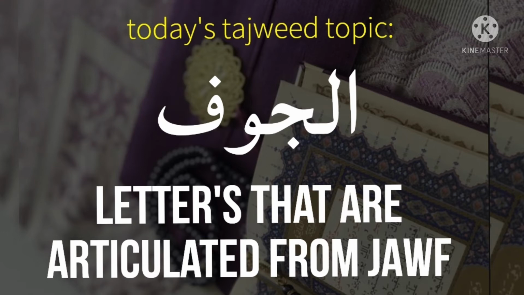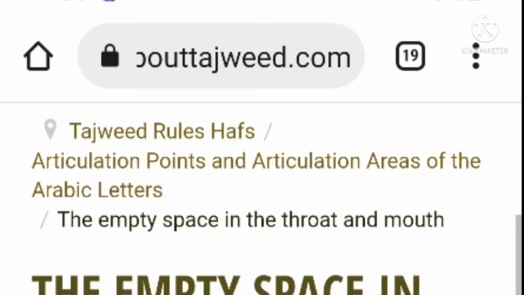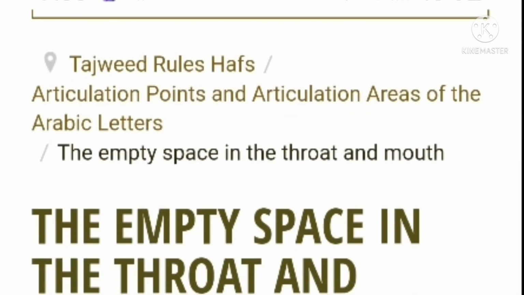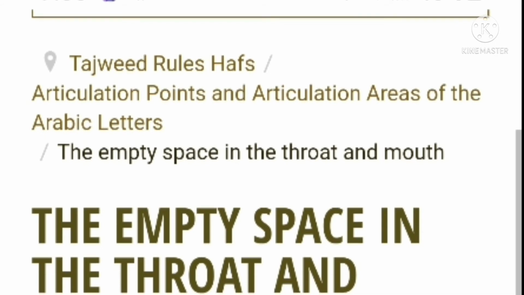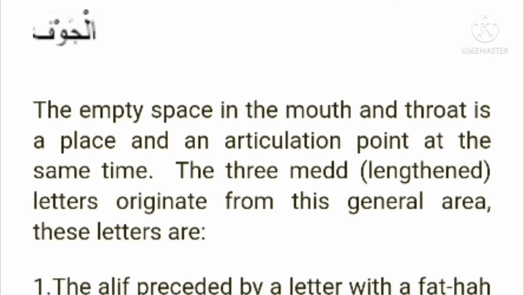Inshallah, today we will be discussing the articulation points of some of the letters. So today we will look at which letters come from the empty space in the throat and the mouth. And this empty space in the throat and the mouth is known as Al-Jawf. And the empty space in the mouth and throat is a place and an articulation point at the same time.